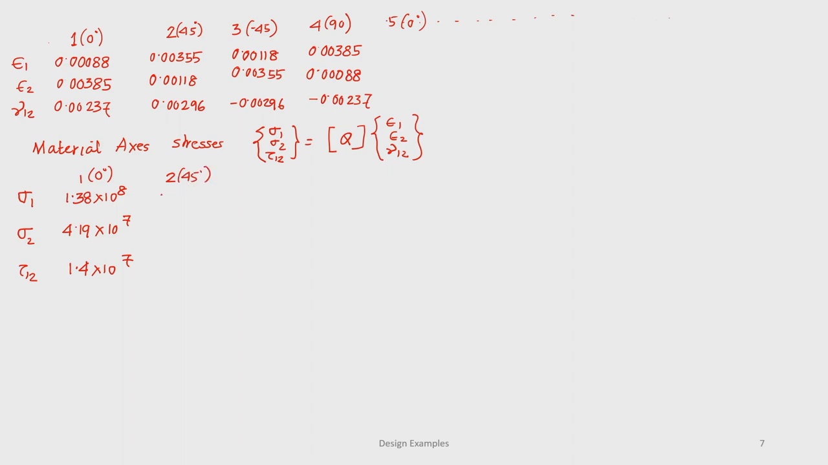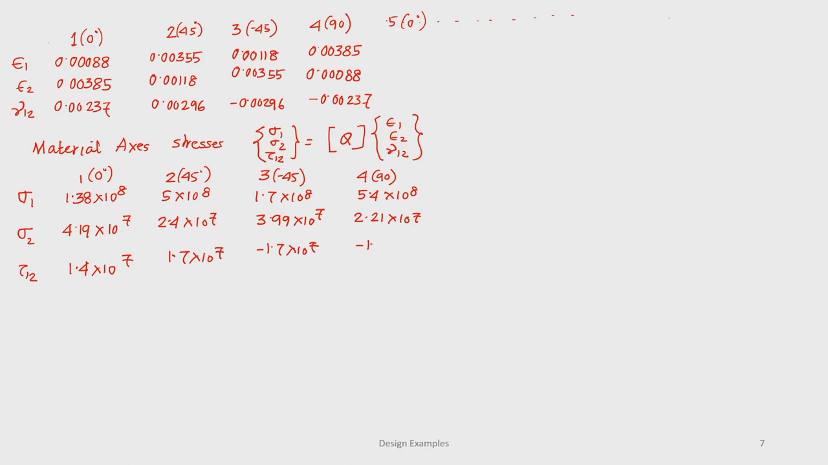Similarly, for 45, it is 5 into 10 to the power 8, then 2.4 into 10 to the power 7, 1.7 into 10 to the power 7. Layer 3, minus 45, is 1.7 into 10 to the power 8, 3.99 into 10 to the power 7, minus 1.7 into 10 to the power 7. Then layer 4, which is 90 degree, this is 5.4 into 10 to the power 8, 2.21 into 10 to the power 7, minus 1.4 into 10 to the power 7, and it continues.